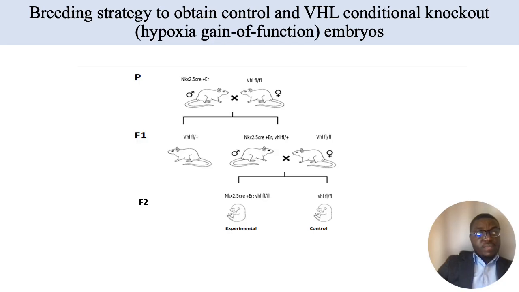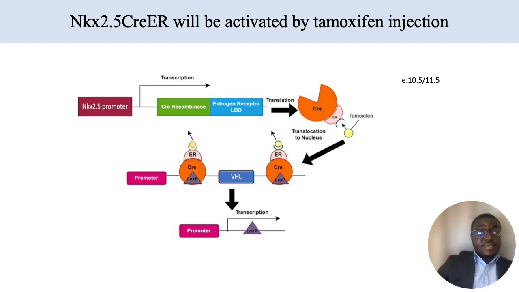To achieve our aim 1, we set up a breeding strategy to obtain the control and the VHL conditional knockout embryos using the VHL flox over flox and the NKX2.5 Cre transgenic mice. With that, we deleted the VHL gene specifically in the cardiomyocytes, because we used the NKX2.5 promoter. With the VHL flox over flox, our VHL gene was floxed at each site, and then we used the Cre recombinase enzyme to delete the VHL gene.